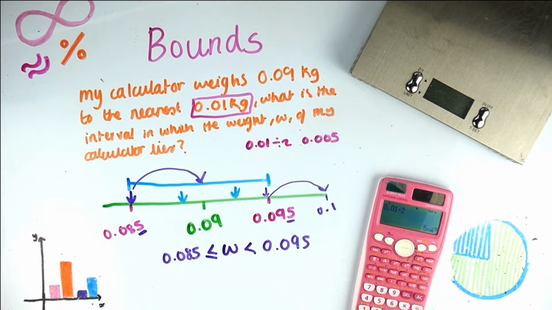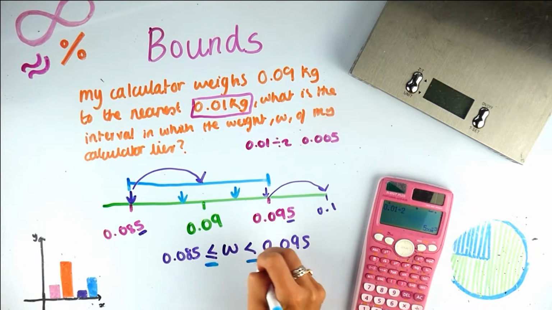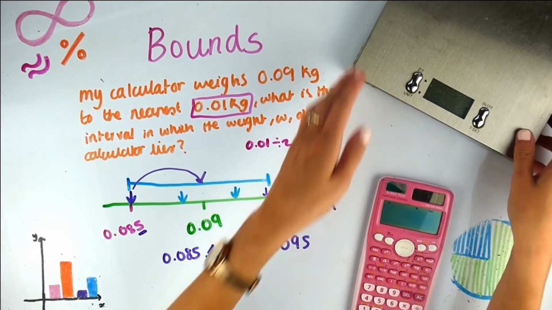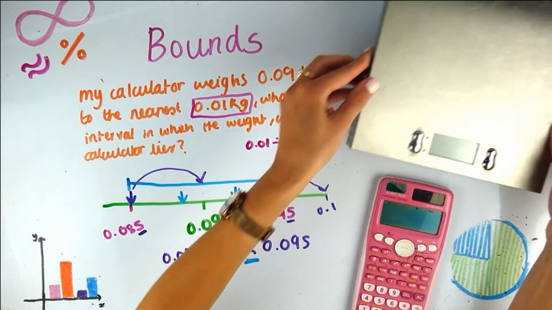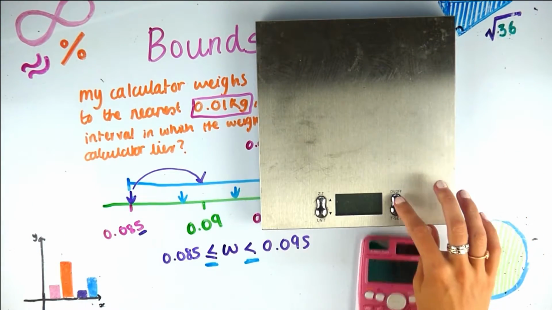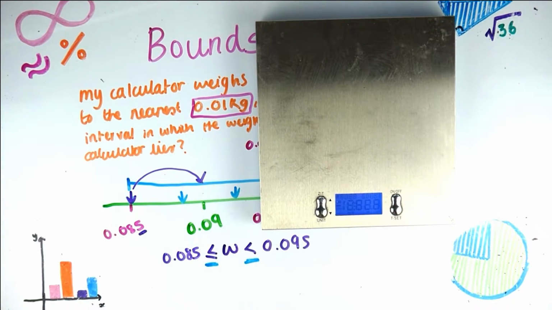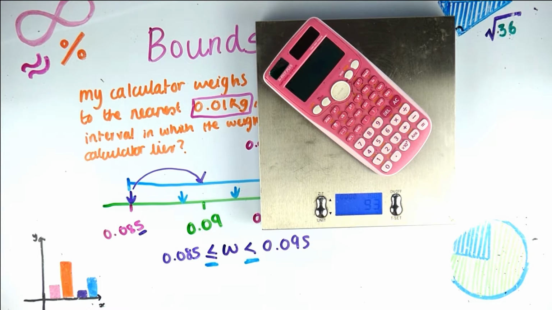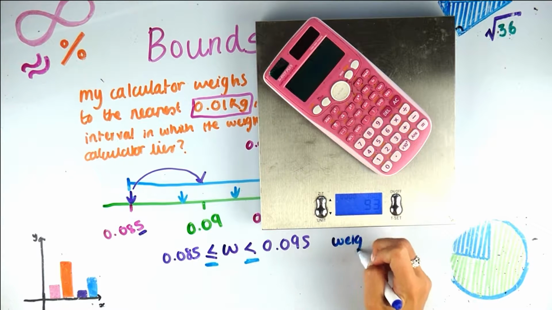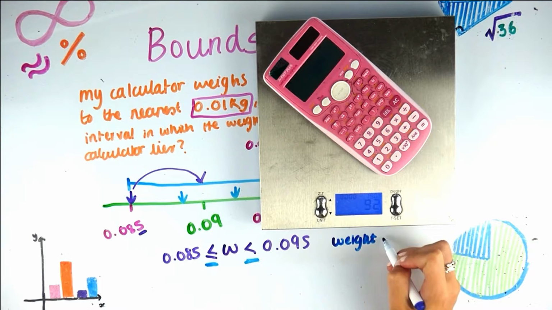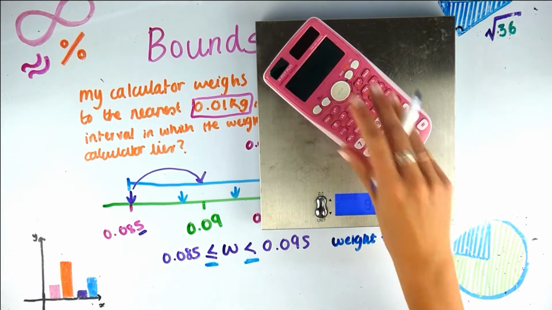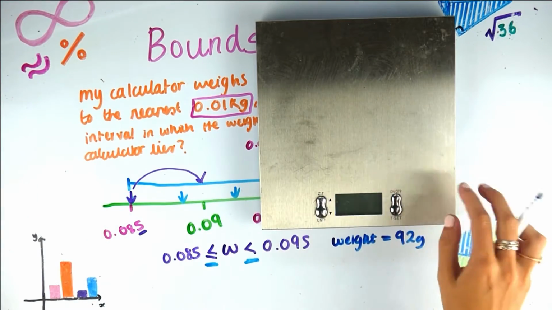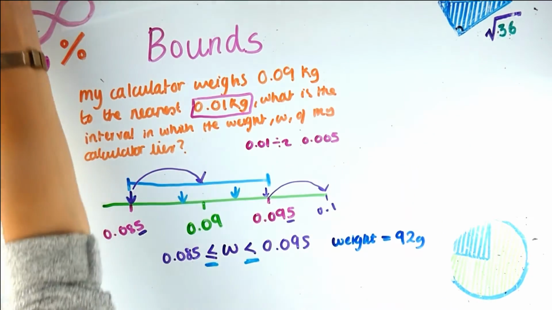Okay, so we've worked out our interval and we've paid really close attention to that. So that's what I've got. Why don't we, I've got my scales here, why don't we actually weigh it and see if it lies in that region. So the actual weight of my calculator is, oh, just changed, 92 grams. Okay, thank you scales, you've been very helpful.